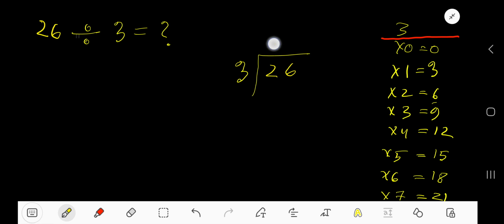3 goes into 2 how many times? 0 times, as 2 is less than 3, so 0 times 3 is 0. Subtract, 2 remains. Bring down this 6.